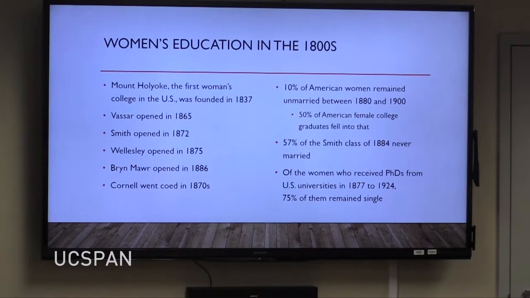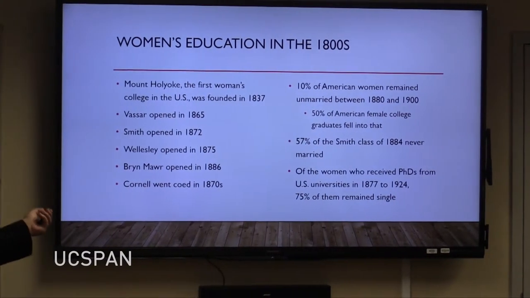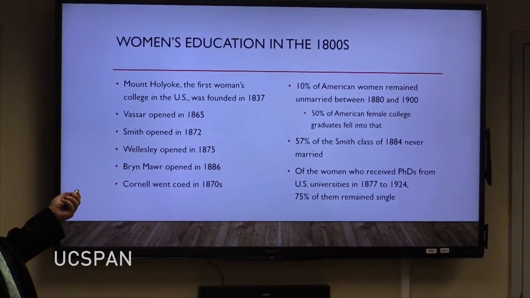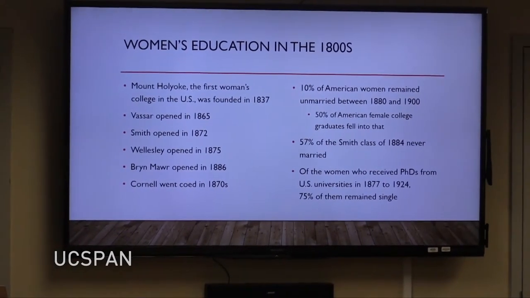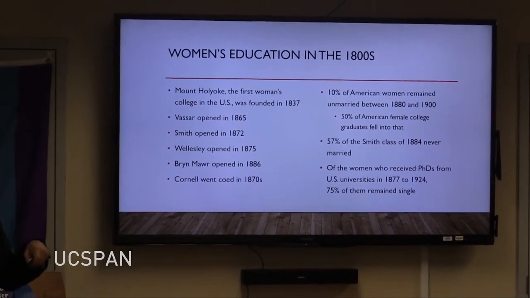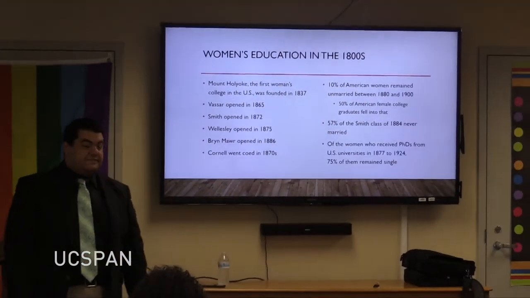You have also the highlight of women's education in the 1800s, starting with, in the U.S., Mount Holyoke, Vassar, Smith, Wellesley, Bryn Mawr. What's really interesting are the statistics that correspond to female education, particularly that 10% of American women remained unmarried between 1880 and 1900. And of that 10%, 50% of them were college graduates.